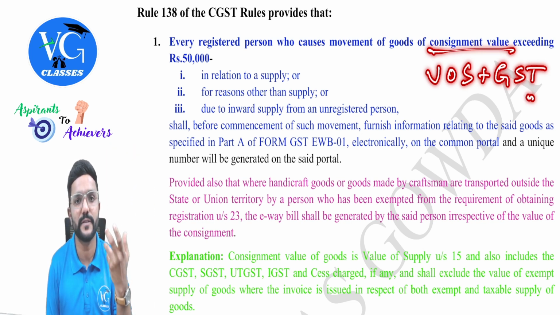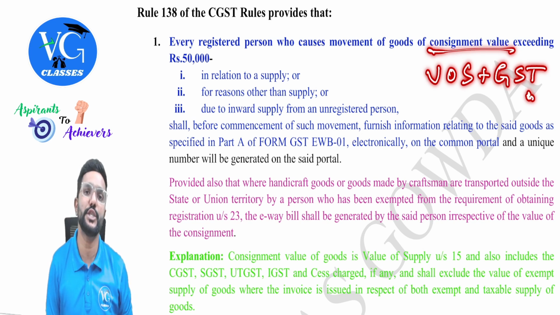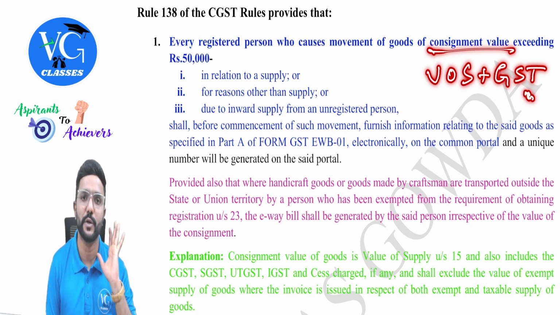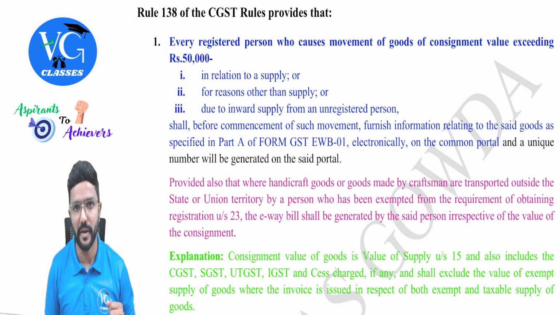But while calculating the value of supply, we will not include the GST component. Anything charged under GST, we will not include. Correct? Yes. But here, to calculate the consignment value, we should include the GST component, guys. Whether it is CGST, SGST, IGST, whatever it is, we need to include it. Is that clear? Yes. So if the consignment value is more than 50,000, then we need to generate an e-way bill.